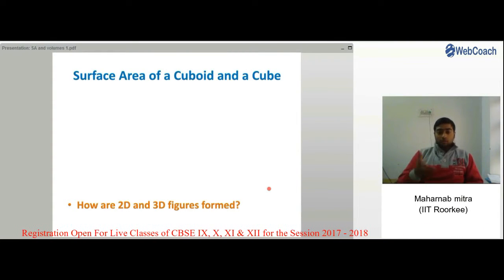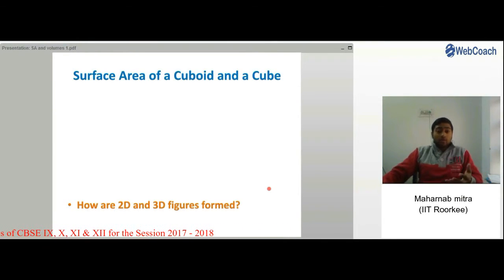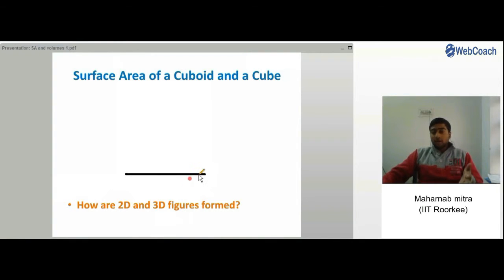Before we begin to talk about the surface areas of cuboids and cubes, let us see how all these two-dimensional and three-dimensional figures come into place. It all started with a zero-dimension point, and now if we extend this point in one dimension along the length, we get a line. A line has only one dimension, right? From a zero-dimension point, we have now obtained a one-dimensional figure which has only length.